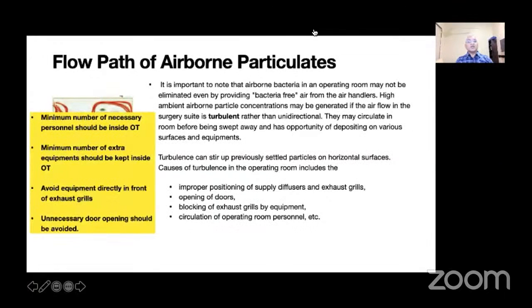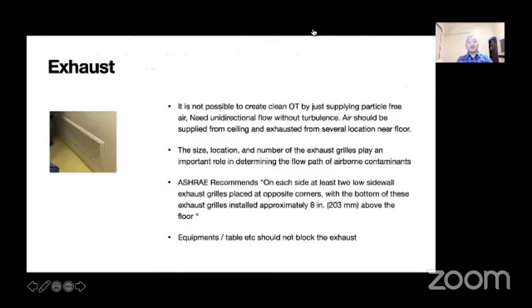So essentially, a minimum number of necessary personnel should be inside the operation theater. The guideline and the air exchange provided are for 5 to 8 persons inside the operation room. There should be a minimum of extra equipment inside the operation theater, and equipment which is not to be used in that particular operation should be kept outside. We should not put equipment directly in front of the exhaust grill, which will block the flow of the air. And unnecessary door opening should also be avoided.